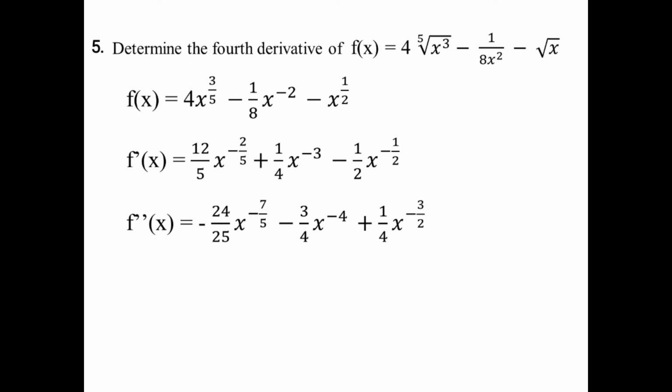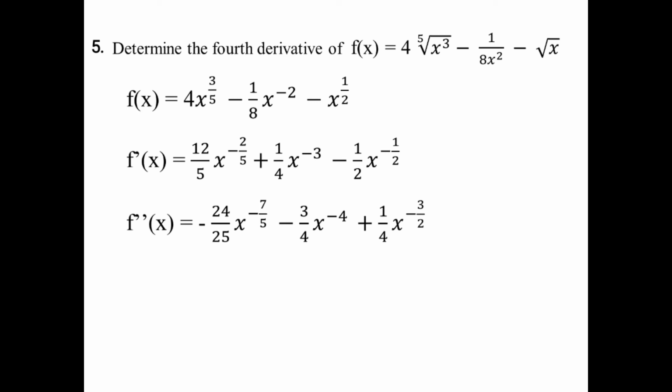Just continue the process again. Use the constant multiple rule. So we will have the exponent negative 2/5 multiplied to our base 12/5. It will become negative 24 over 25 x, and then our exponent negative 2/5 will become negative 7 over 5 because we subtract 1 from negative 2/5.